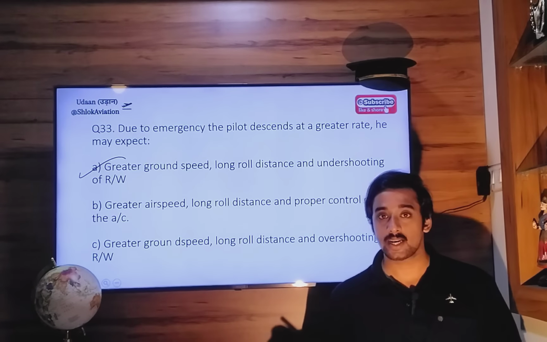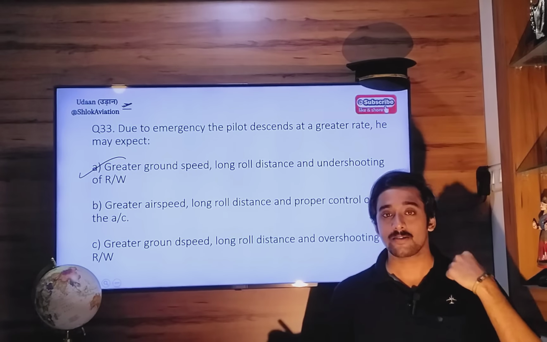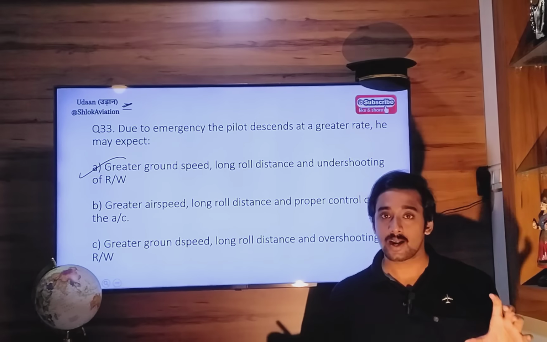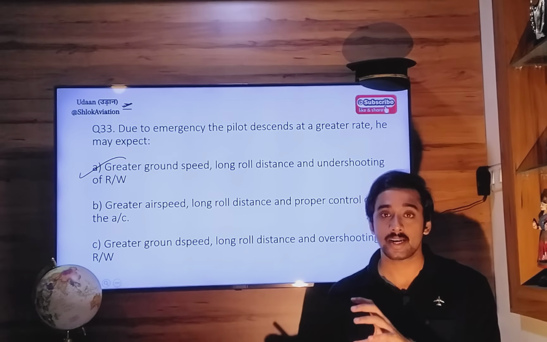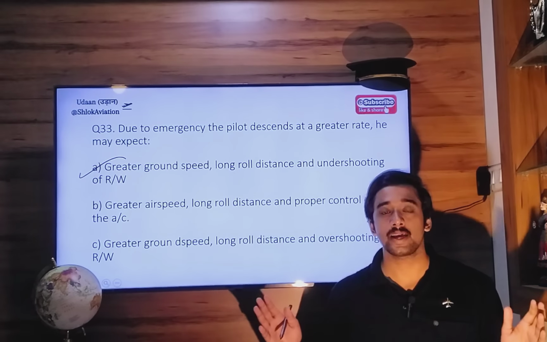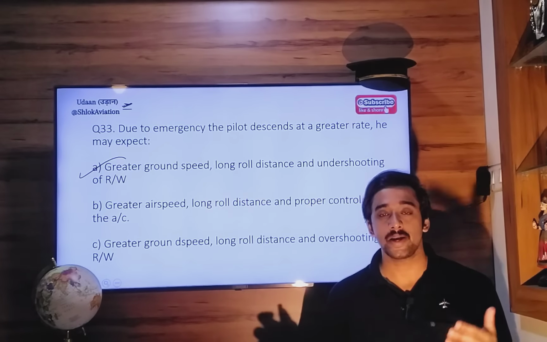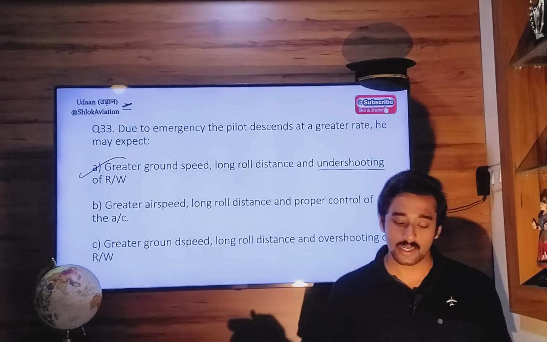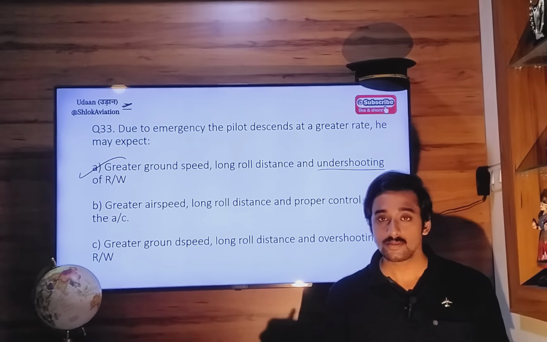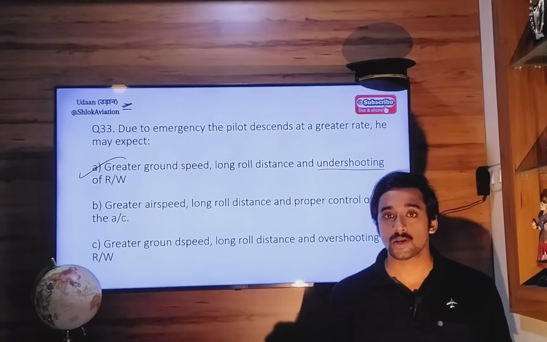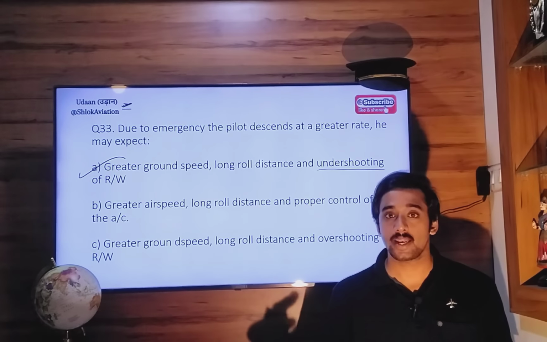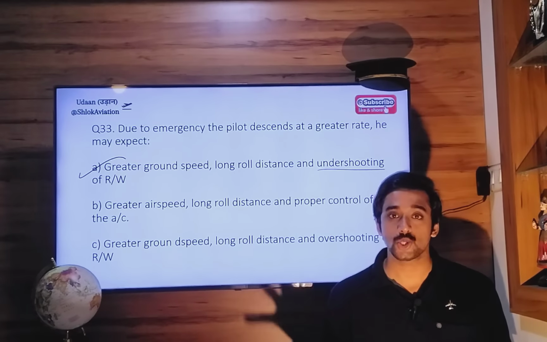Now whenever an aircraft is descending at a very fast vertical speed, the aircraft will gain ground speed, speed with respect to the ground. Greater ground speed means great momentum, great kinetic energy, and it will take a longer landing roll or landing distance in order to get rid of that extra energy. And you will undershoot the runway since you are descending at a very fast rate. There can be a problem of perception, and since it's an emergency situation, you can end up making some miscalculations which can lead to undershooting the runway.